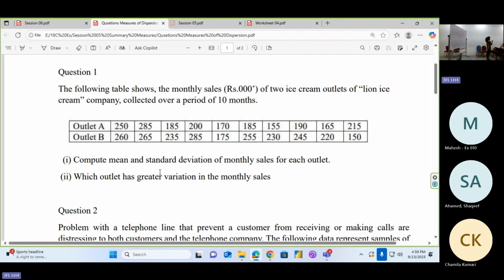Clear? Can we identify variation, variability, by looking at just one data set? At least we need 2 data sets to identify the variability. Then we need to do the comparison and we can say there is a higher variation or higher consistency there. Understood? At least we need two data sets. Now clear? Okay, then these are the methods of dispersion.